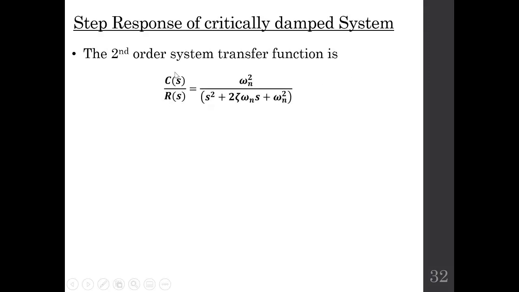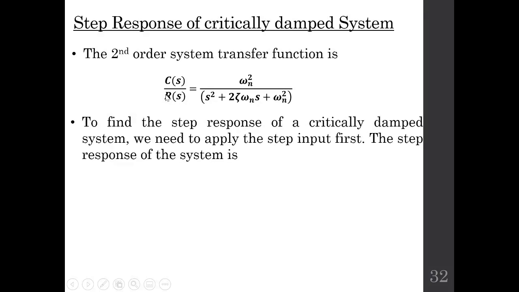Let us look at the step response of critically damped systems. The generic form of the transfer function of a second order system is C(s)/R(s) = omega_n^2 / (s^2 + 2 zeta omega_n s + omega_n^2). Now, in order to find the step response, we need to apply the step input, which is R(s).